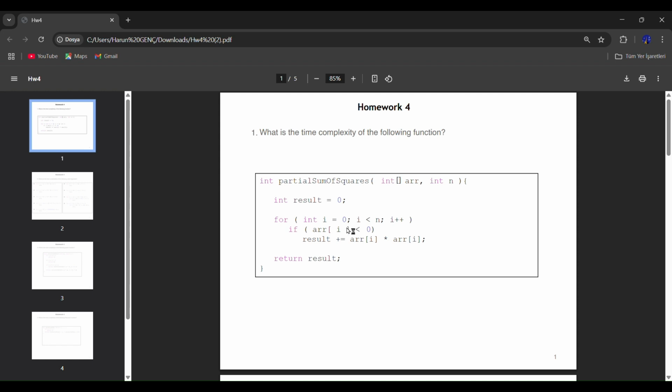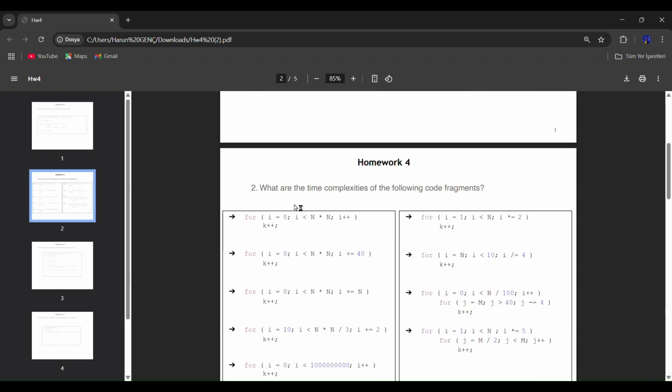Therefore, the time complexity is linear time. Since the loop runs n times and each operation runs in O(1) time, the result is O(1) times n, meaning the function runs linearly as the input array grows.